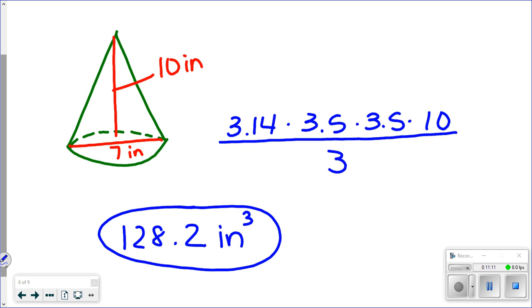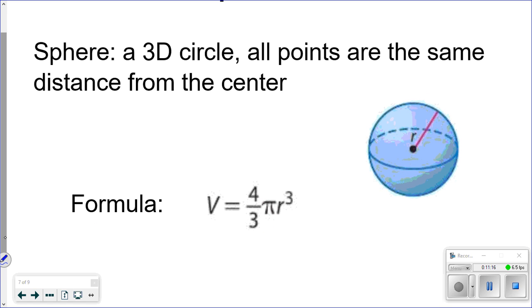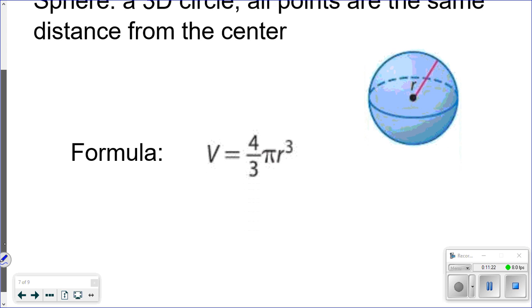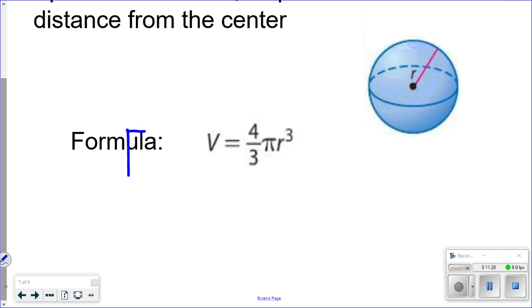All right, let's go to the sphere. Sphere is like a 3-dimensional ball, baseball, softball, beach ball. That's what a sphere is. Okay. Formula. I'm going to change it again so we don't have to deal with fractions. This is what the formula for a sphere is.